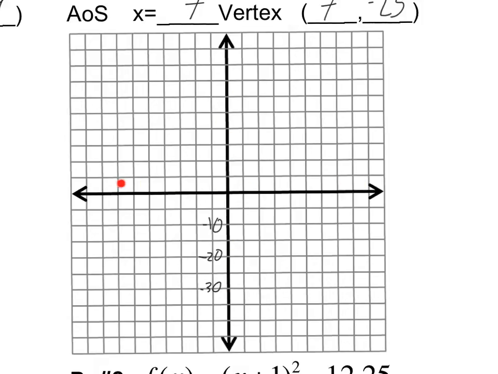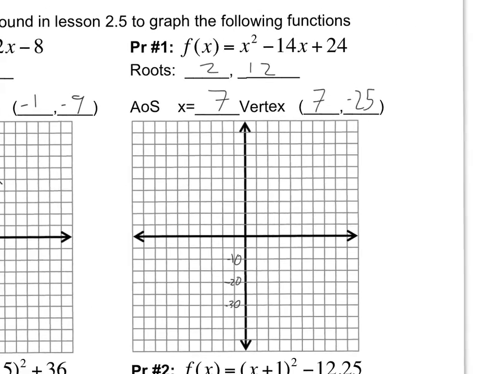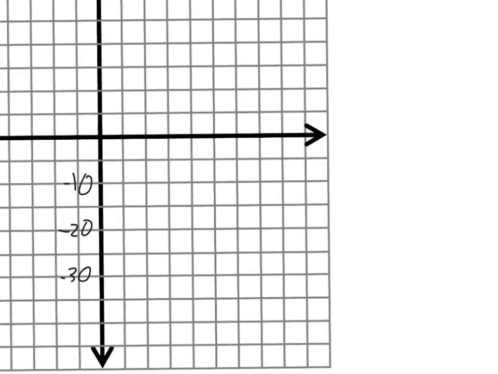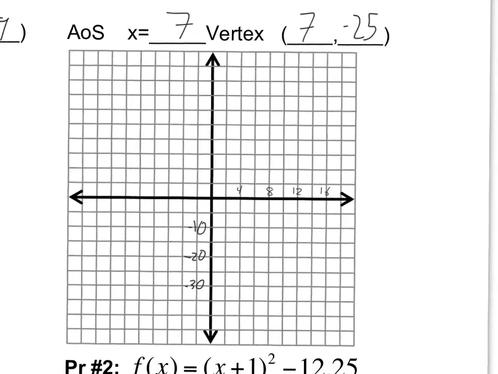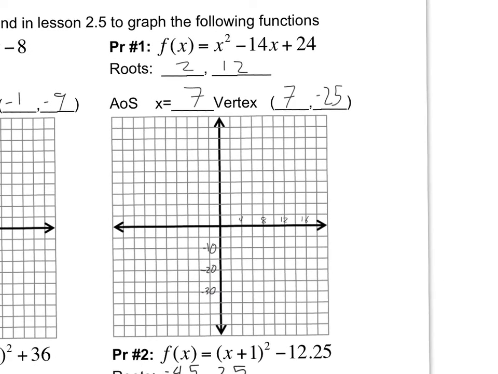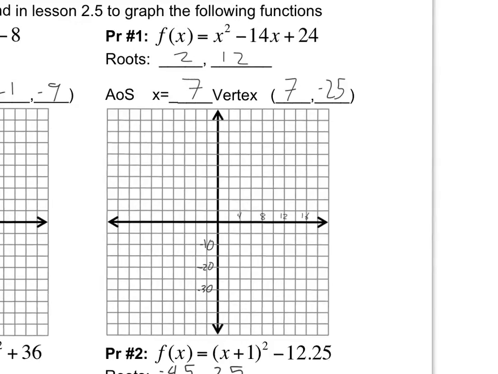For my x values, because it says that my roots are at 2 and 12, well, I could put a 2 here, but then 12 would be off the graph. So to make it a little bit easier, I'm just going to make all of these worth 2. So I'll show you how I do with that. I could say this is 4, 6, 8, 10, 12, 14, 16. Okay? So now I've defined the graph a little bit. So now it's going to be easier for me to graph these. Again, let's do the roots in red. So here's the 2 root and here's the 12 root.